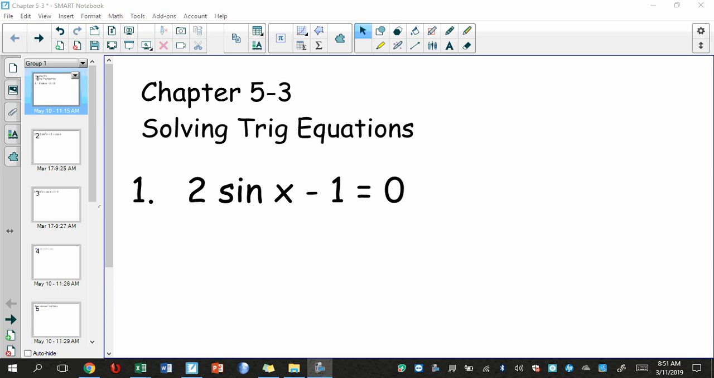Okay, 5-3 solving trig equations. Number 1, 2 sine of x minus 1 is equal to 0. I need you guys to go back on as much of your Algebra 2 concepts as you possibly can in your brain. So how in the world would you solve this if this would just be 2x minus 1?